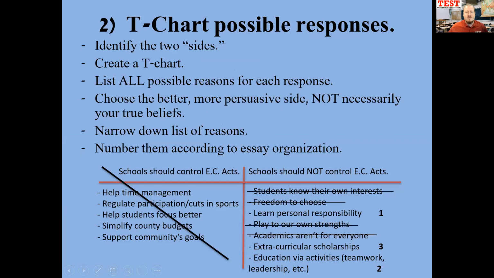Next thing you do, create a little T-chart. I'm not going to go into all this right now. If you want to know more about how to create the T-chart or how to break down your options, how to make a plan where you're going to actually choose the better answer, sometimes our first response is not the best response. And sometimes the thing we actually believe isn't the same thing as what's easiest to argue.